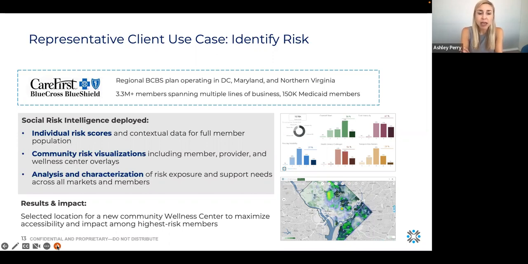It also, when they were thinking about locations for a new wellness center, gave them the ability to look at need as well as member distribution, and from a geographic perspective, identify locations where they could place that center that would put them closest to members that would benefit from the programs and supports that were offered through that center. So think of all of this as a foundational view of where you can start to optimize your investments and strategies to make sure that when you're placing things like a new wellness center in a community, you're able to make that decision around location driven by data around your members' needs, as well as the broader community.